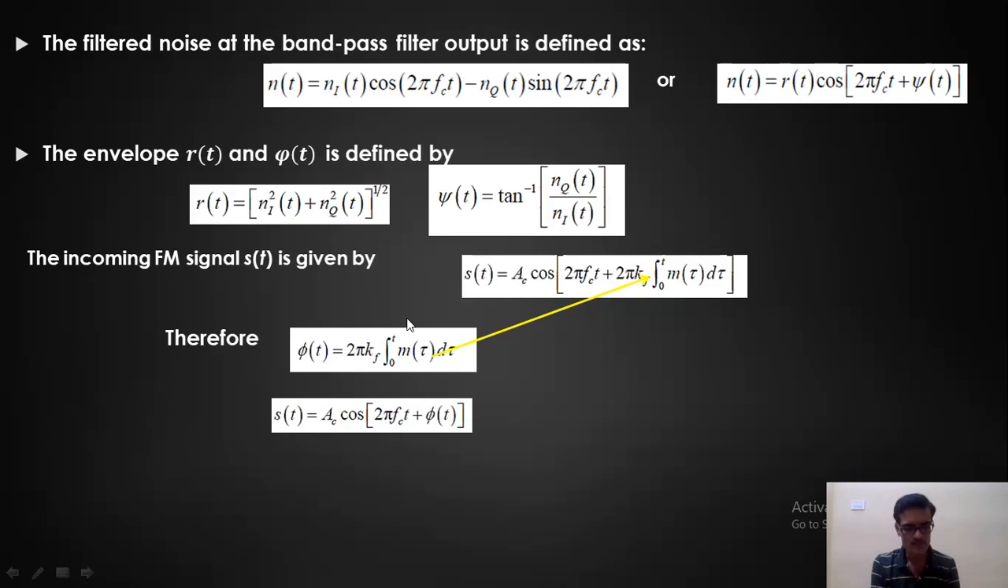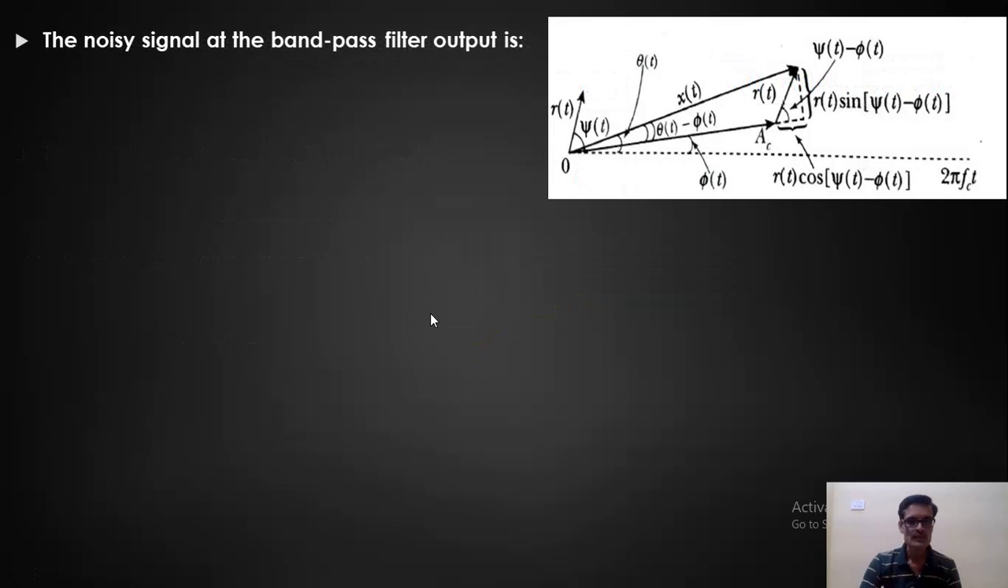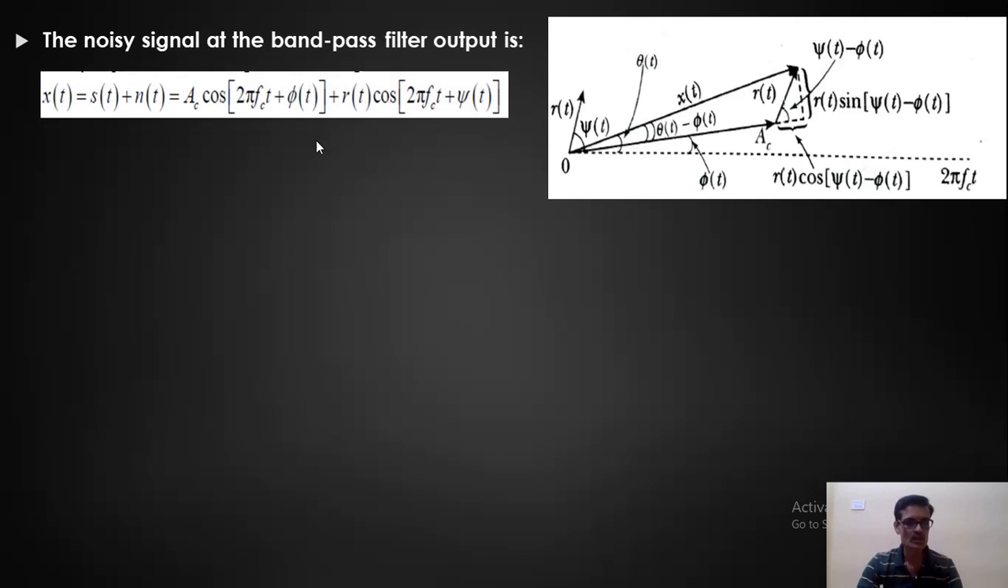So now I know what the input signal is, that is the modulated signal, and the noise component. Now this noisy signal, whatever signal you have at the output of the band pass filter, which I have taken as x of t in my block diagram. So that x of t is given by what? It is the sum of s of t and n of t. This is the available signal at the output of the band pass filter along with the noise component. If I substitute both the terms, I'll get the equation something like this: Ac cos(2 pi fc t plus phi of t) plus the noise component is equal to R of t cos(2 pi fc t plus psi of t).